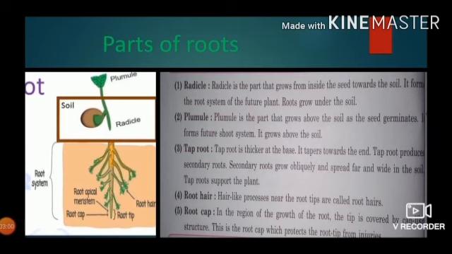Taproot. Taproot is thicker at the base. It tapers toward the end. Taproot produces secondary roots. Secondary roots grow obliquely and spread far and wide in the soil. Taproot supports the plant. Root hair. Hair-like processes near the root tip are called root hair. Root cap. In the region of growth of the root, the tip is covered by a cap-like structure. This is the root cap, which protects the root tip from injuries.